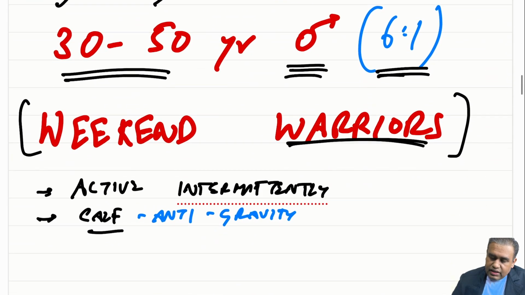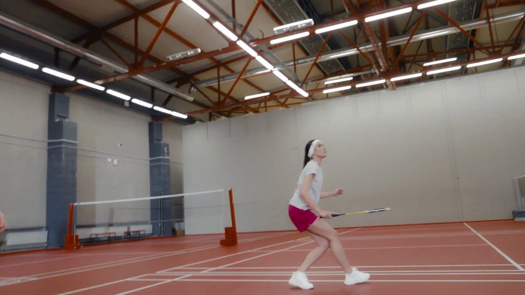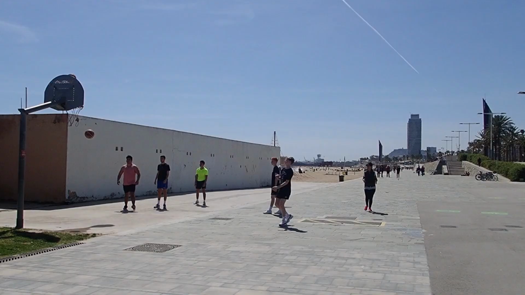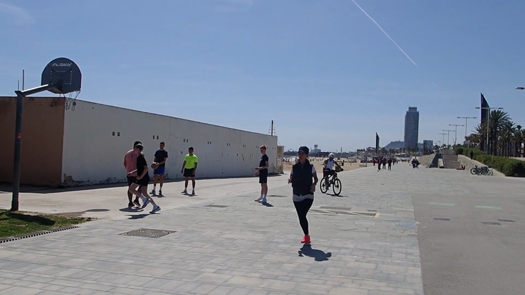So weekend warriors are active intermittently, and the calf is an anti-gravity muscle. Now, the few sports we have to understand are those in which the demand of the game is that you have to jump, right? You have to move your directions rapidly. For example, badminton, or say basketball, even sports like cycling.